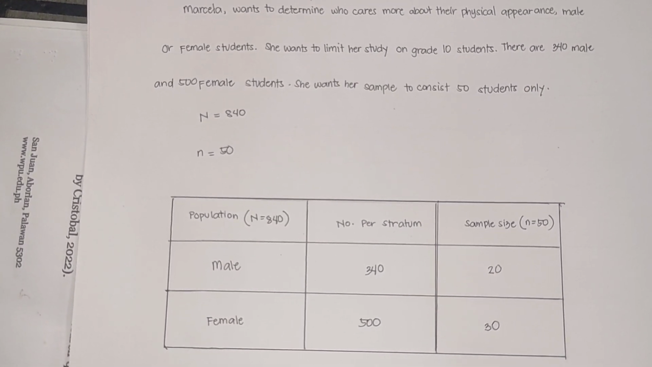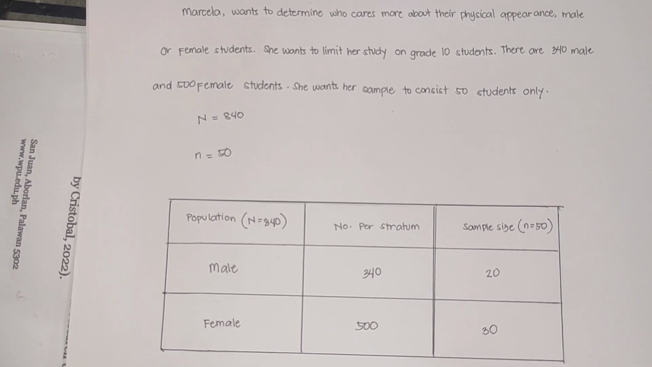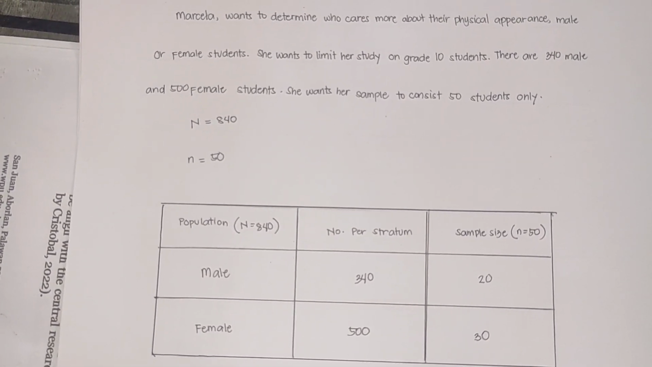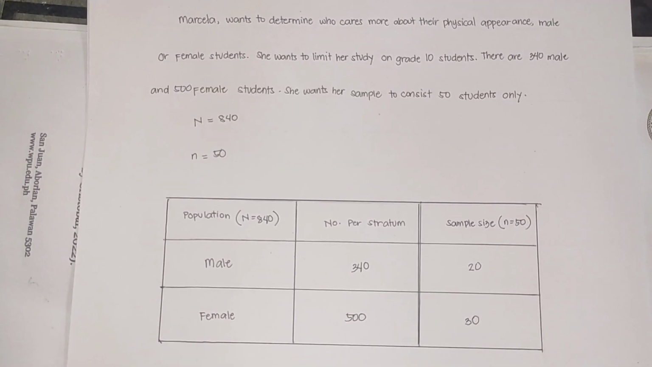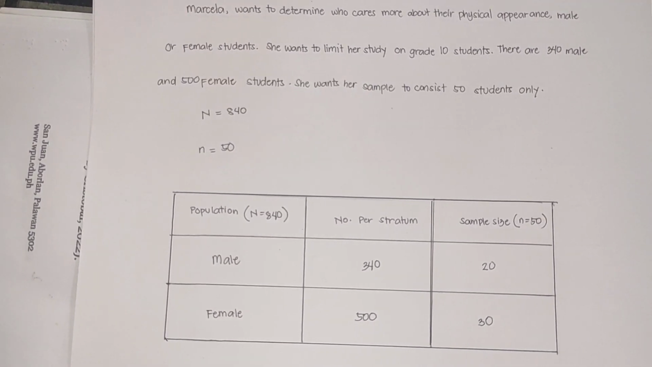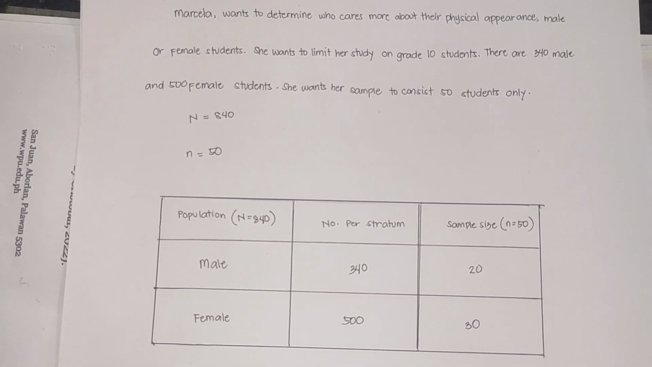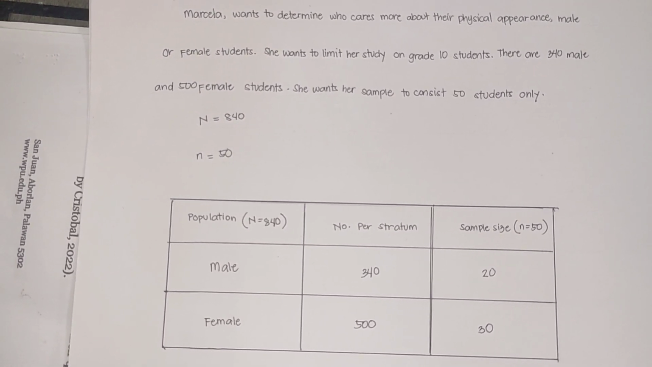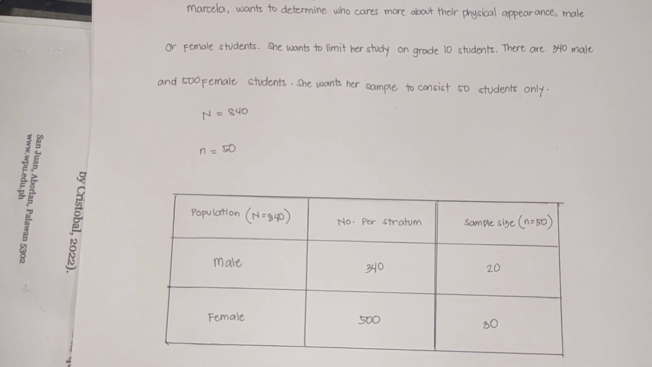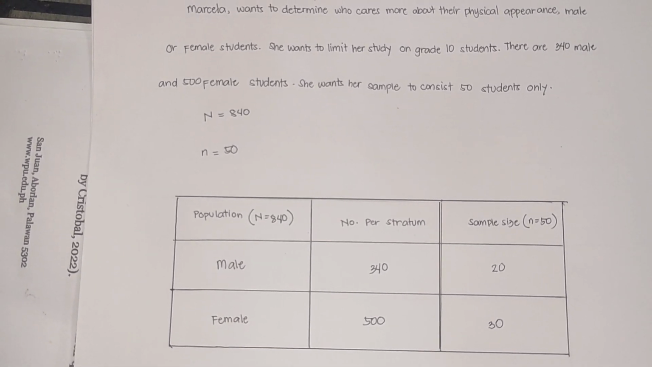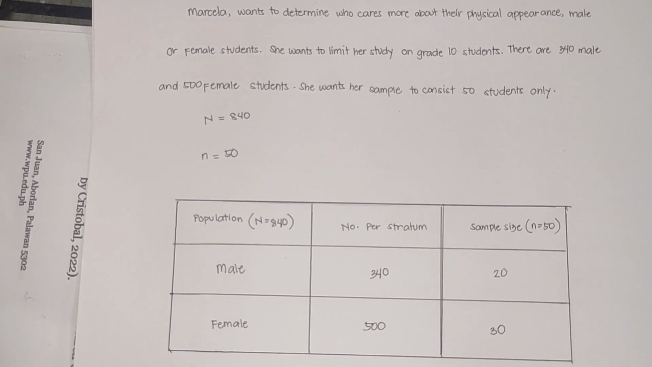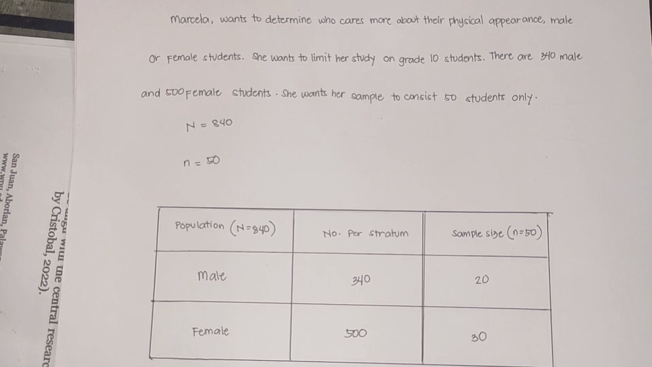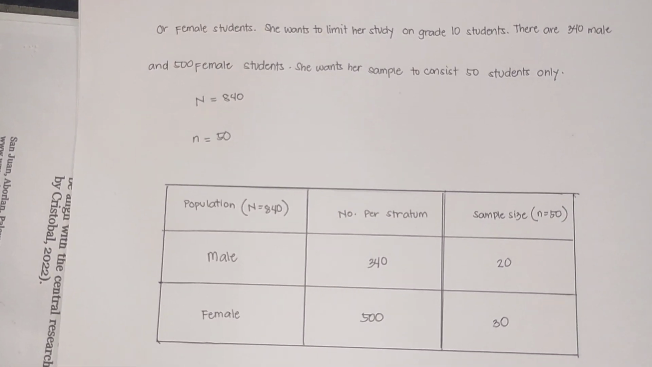To get the sample size, we need to divide the number in each stratum by our population, which is 340 divided by 840, then times 50, and the answer will be 20. Then 500 divided by 840 times 50 is equal to 30. So we need to add 20 and 30. 20 plus 30 is 50. So our sample size is 50.